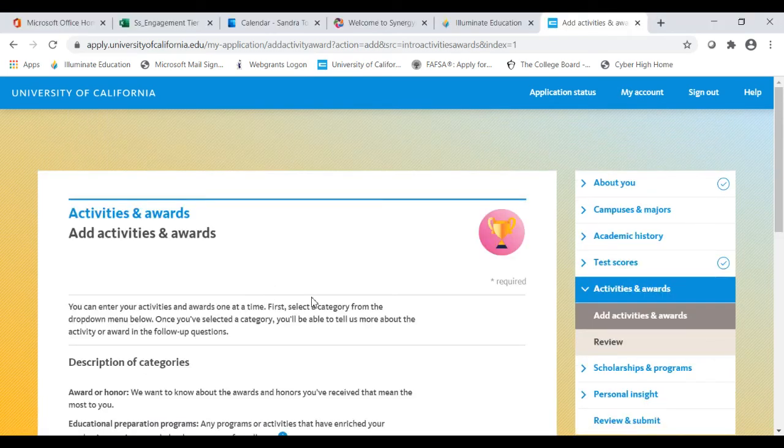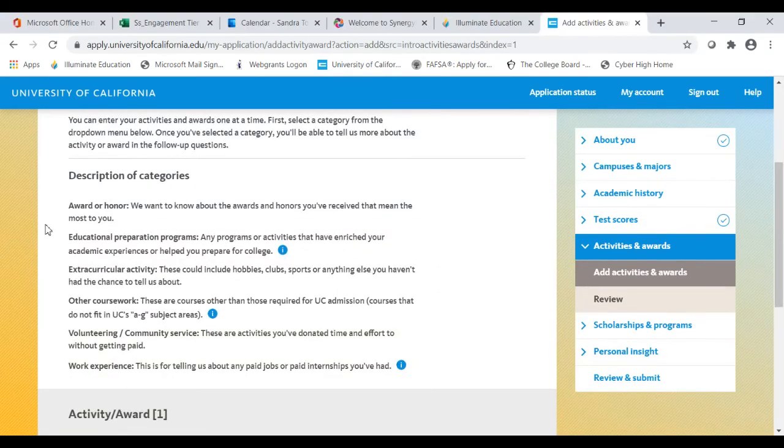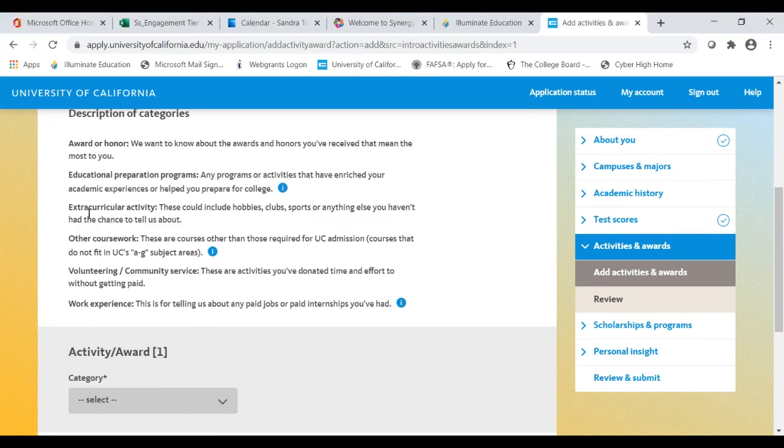So here are activities or awards and the description of categories. There are different types of categories, like award or honors. Some of you think, oh, I haven't received an honors award, but remember Renaissance? That's an award or an honor that you are getting awarded for. So you may not have received a certificate, but you can include those. Also, if you're in the academic decathlon and you won an award there, include that as well. Any educational preparation programs, this will include things like Upward Bound, for instance. Extracurricular activities include sports, clubs, and hobbies that you have outside of school.